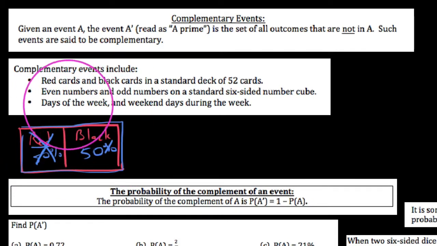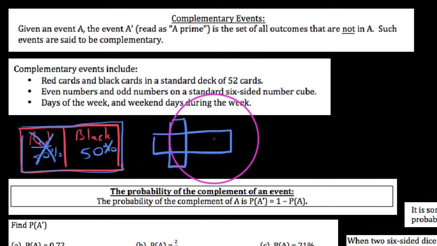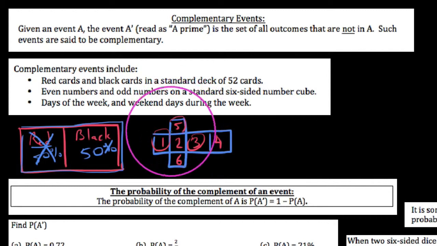Other complementary events include even numbers and odd numbers on a standard six-sided number cube. You talk about number cubes a lot with probability. Here's our number cube. We have a 1, 2, 3, 4, 5, and 6. All of the odd numbers would be 1, 3, and 5. So what if I said not odd? That would be anything that is even. If A is the event of getting an odd number, A prime would consist of all of these that are even, or in other words, everything that is not odd.